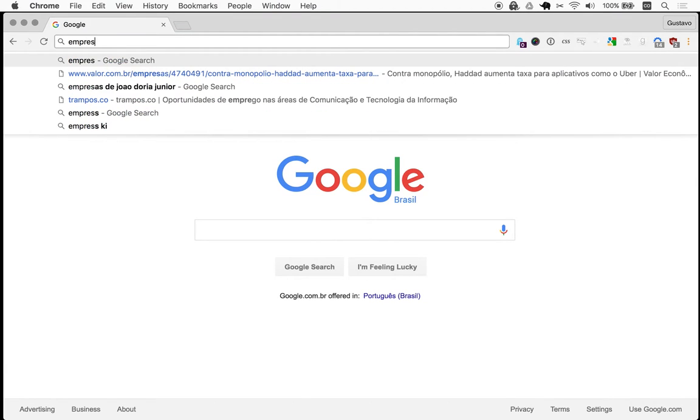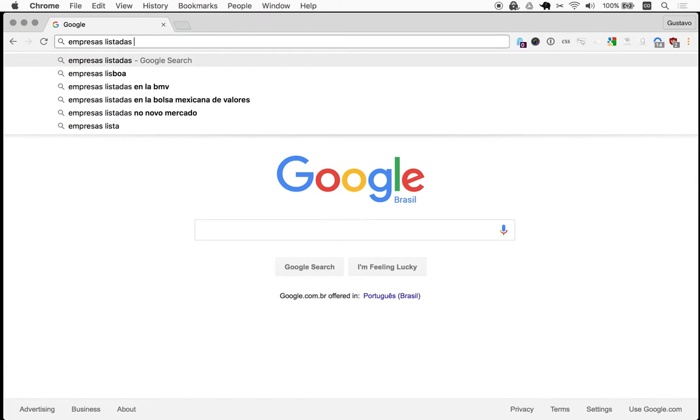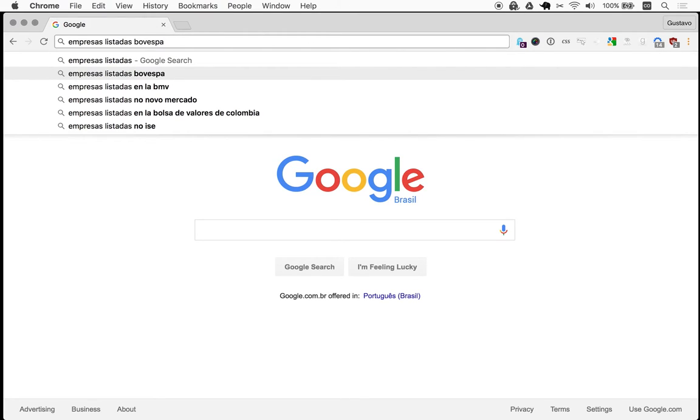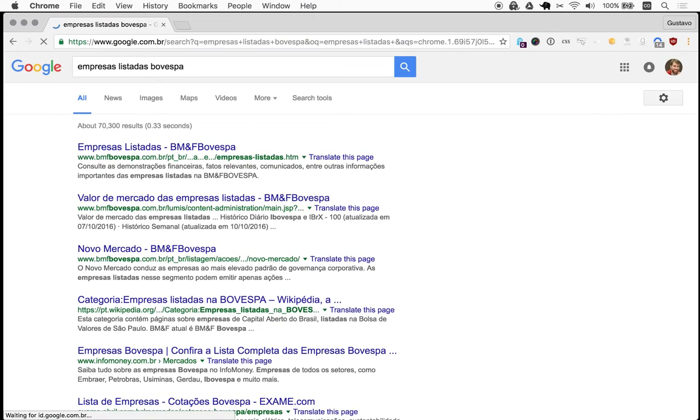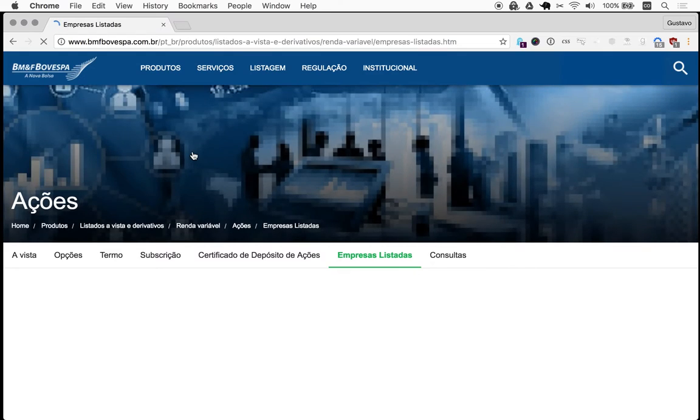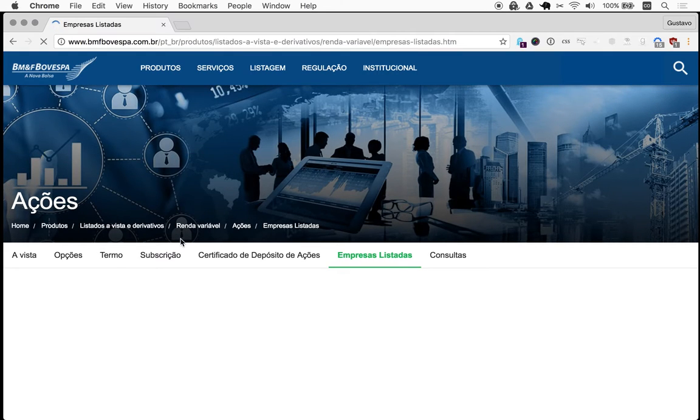I'm going to do this in Portuguese. So I'm writing empresas listadas Bovespa, which is publicly listed companies Bovespa, which is our Brazilian stock exchange. Bit of a slow website here.